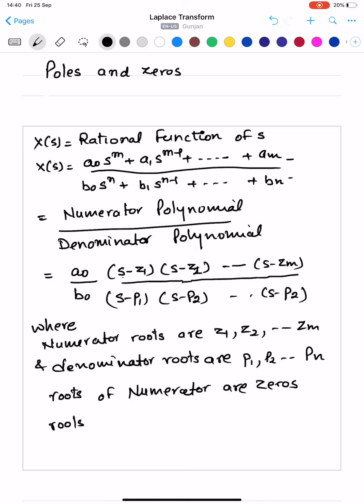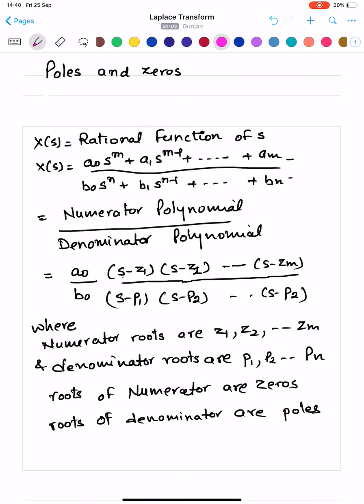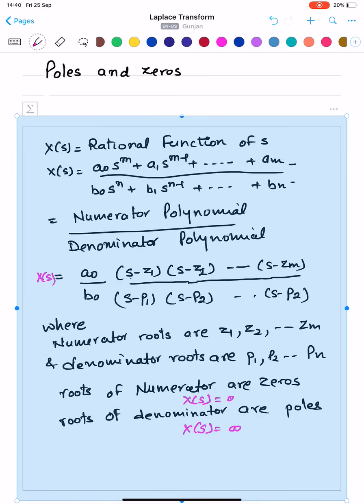And roots of the denominator are called, or known as, poles, because when you put s equals p1 in the denominator, or you can say the equation of X(s), then X(s) will be equal to infinite. So X(s) will be equal to 0 for zeros, and for poles X(s) will be equal to infinite. That's why they are called poles and zeros.